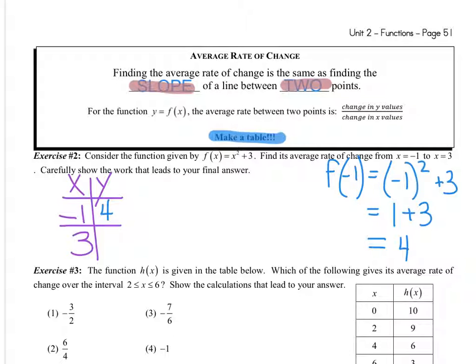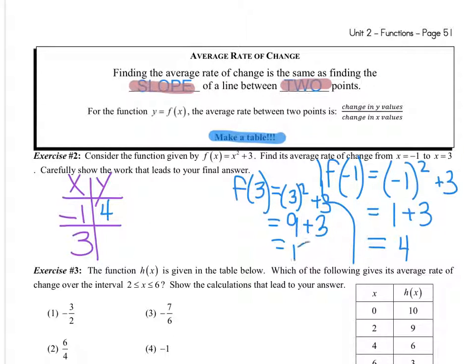Let's do the same thing for inputting 3. So if I input 3 into my function, I'm going to get 3 squared. Let me just show my work a little separated here. 3 squared plus 3. Well, 3 squared is 9, plus 3 is actually 12.